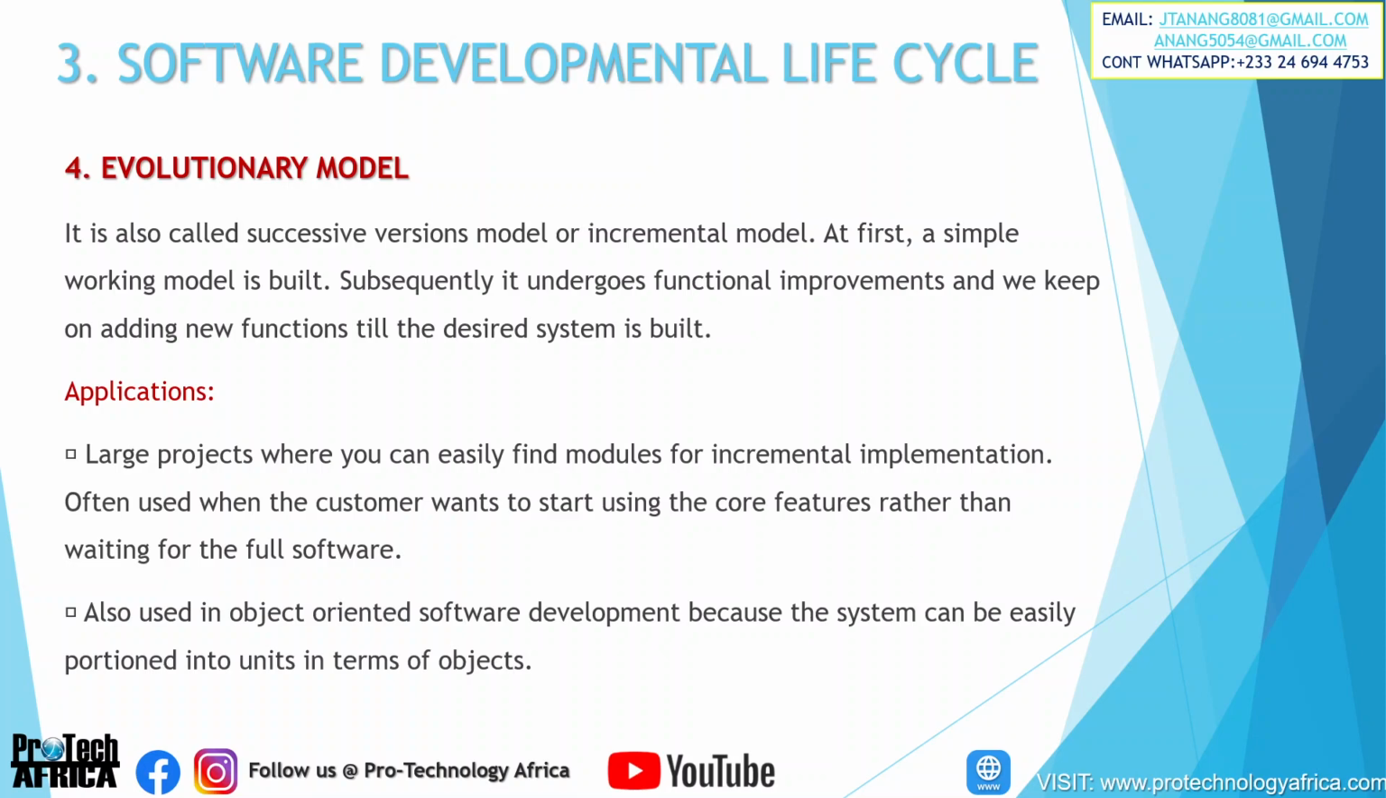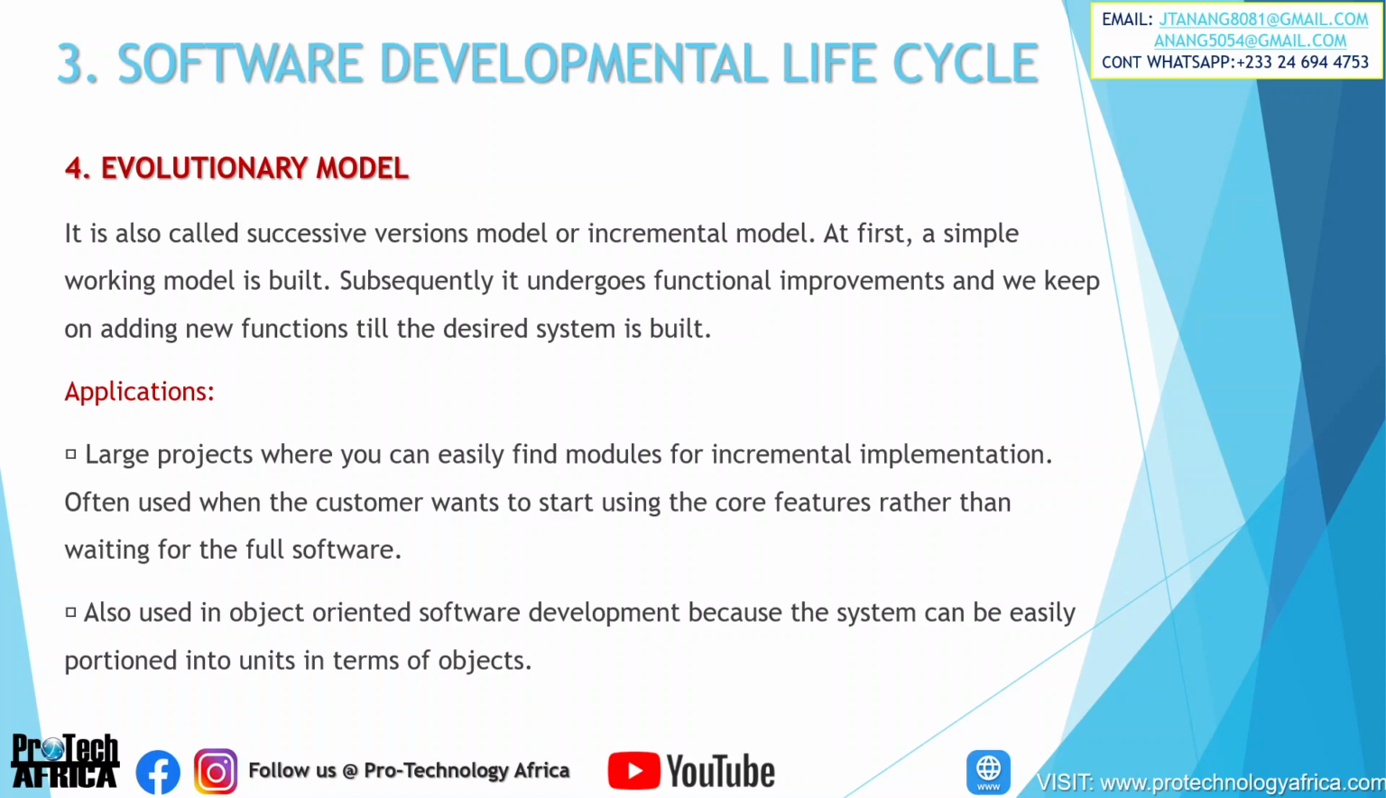Now we move on to the fourth thing, the evolutionary model. It is also called the successive version model or the incremental model. It says at first a simple working model is built. Subsequently, it undergoes functional improvement, and we keep on adding new features till the desired system is built. Even in the phone industry, we can talk of the various versions of phones that have been made, and that concept follows the evolutionary method.